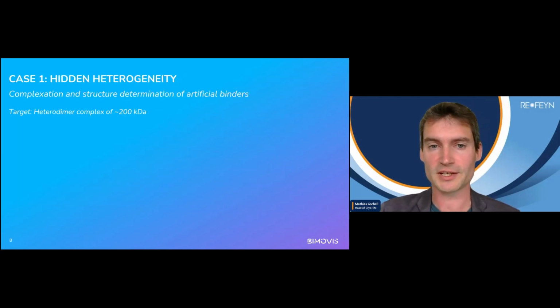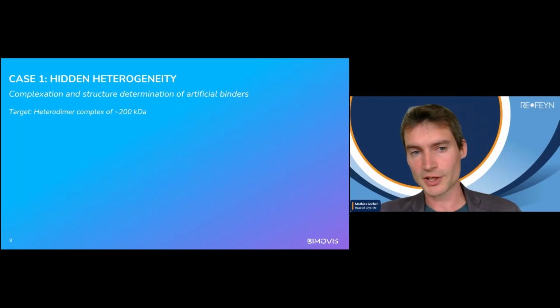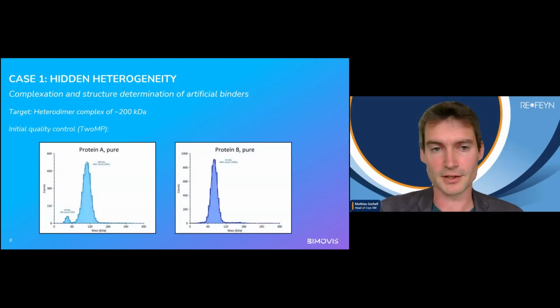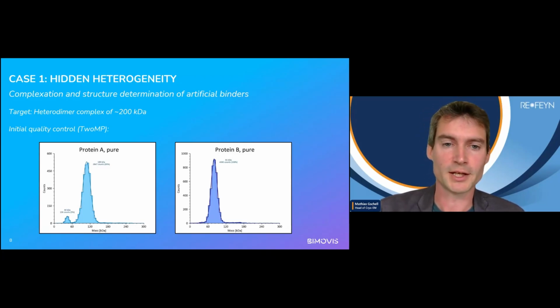In our first case, we were working on a heterodimer complex of about 200 kilodalton. This was a request to solve the structure of two artificial binders. And as I told you before, our first step is always to analyze the sample as it comes into the lab. In this case, thankfully, we had very pure, very homogeneous protein to work with.